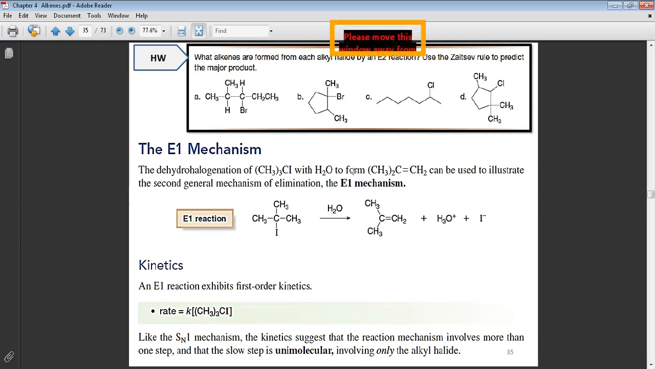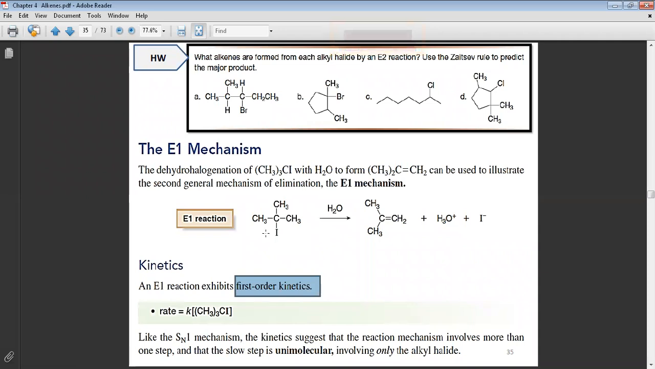Now, we say by E1 mechanism. What does E1 mechanism mean? How will it happen? We will take it and we will explain all these factors for you. Now, the kinetics of the E1 mechanism has just first order kinetics.